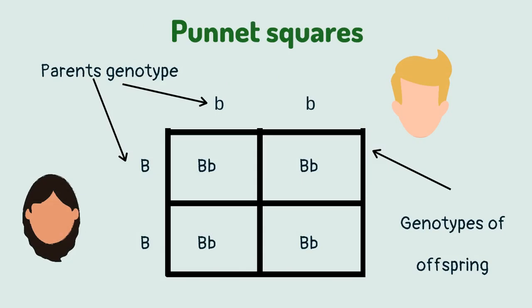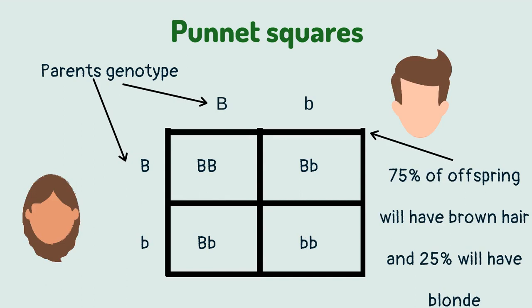Punnett squares are used to map the gene combinations possible from a set of parents. The genotypes from each parent are placed on the outside of the box, one down the side and one across the top, and these are used to calculate the combination of genes for the offspring. Punnett squares can be used to find the percentages of offspring with certain characteristics.